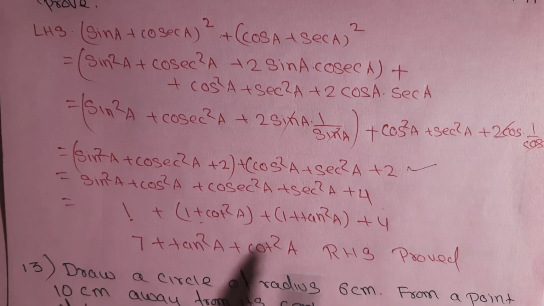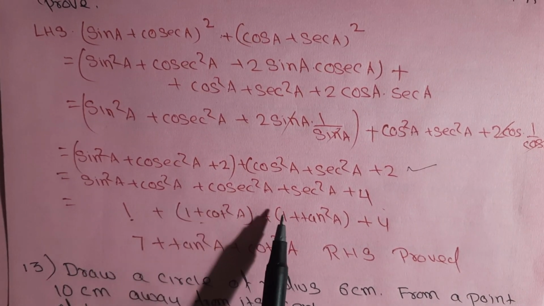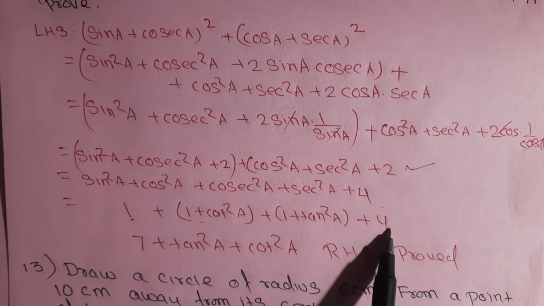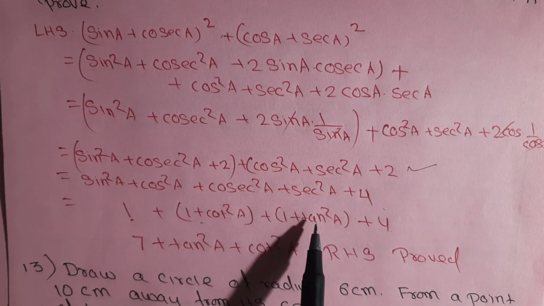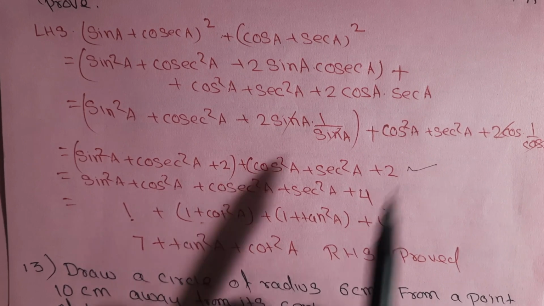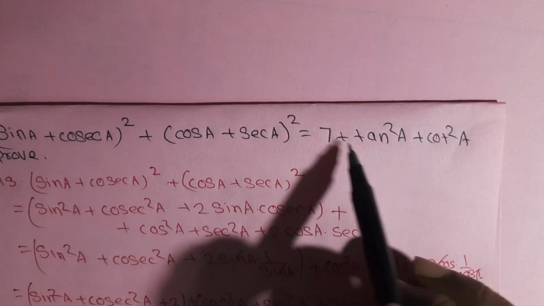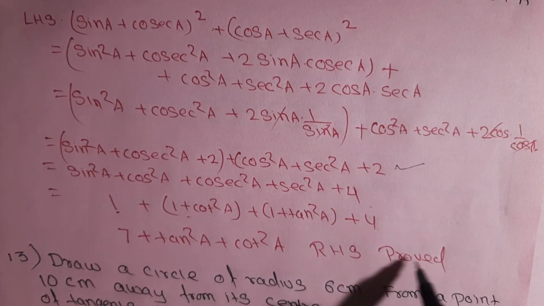So here you see, 1, 2, 3 plus 4 is 7. So 7 we got, and here we got tan square A and cot square A. That is what has been asked to prove: 7 plus tan square A plus cot square A, and we have brought this.